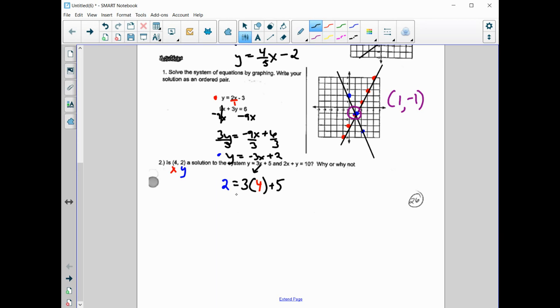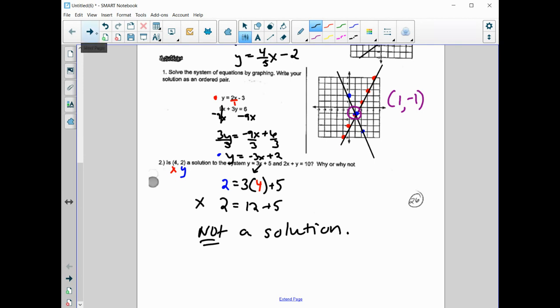I'm looking to see if it's a true statement. Is 2 equal to 3 times 4 plus 5? Well, 3 times 4 is 12. Is 2 equal to 12 plus 5? No, it's not. So this is not a solution. As soon as the point isn't a solution to one of the equations, then it's not a solution. It has to work in both in order for it to be a solution.